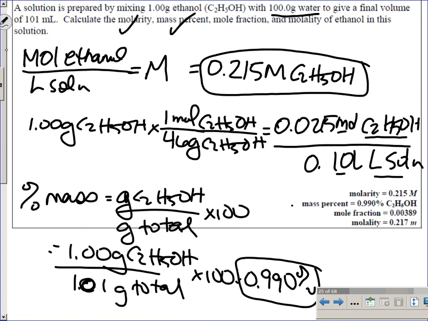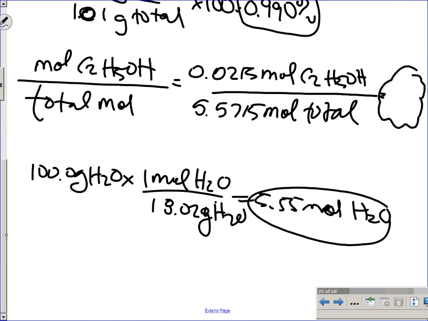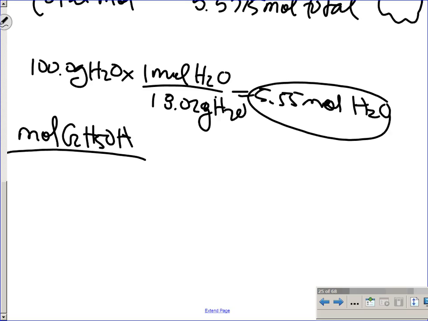molality. How do I get molality? Moles over kilograms. Moles of ethanol over kilograms of solvent, which is what in this case? Water. What's my kilograms of solvent? 0.1, because it's 100 grams, 0.1 kilograms. Divide, you get your molality. Woo! All right, so I feel okay.